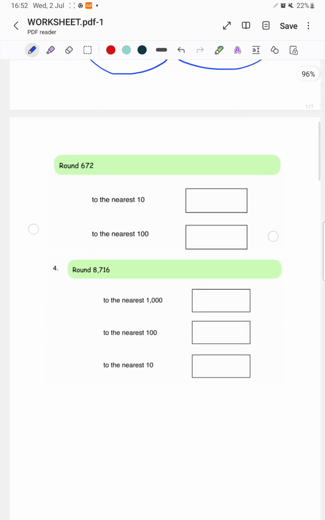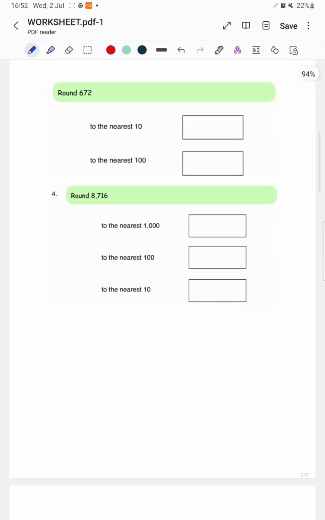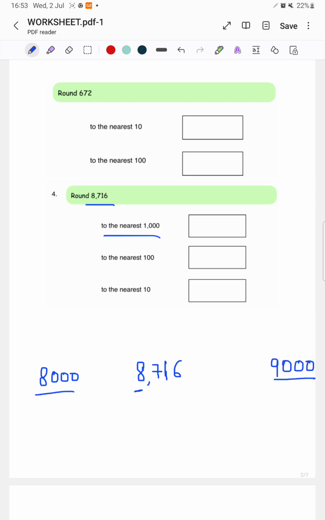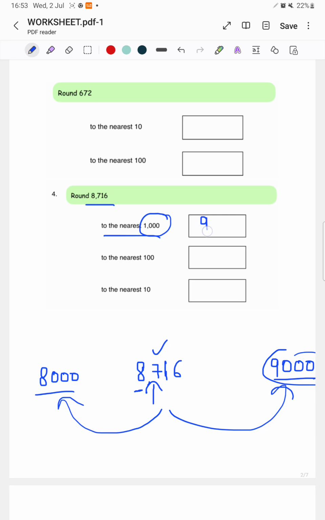Now I am leaving question number 3, and in question number 4 I will do the first part, rounding to the nearest 1000. We have the number 8716, and we have to round to the nearest 1000. This number lies between 8000 and 9000. Why am I talking about the thousands here? Because I need to round to the thousands. The next digit, at the 100 place, will decide whether I move to the lower 1000 or the higher one. Because this digit is more than 5, it will move to the higher side. So the answer will be 9000.